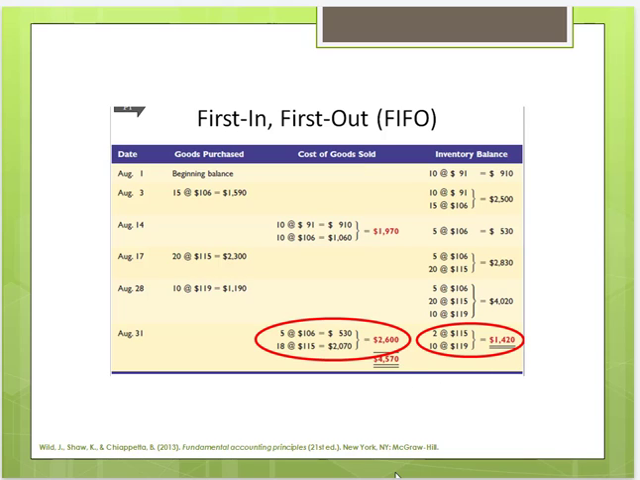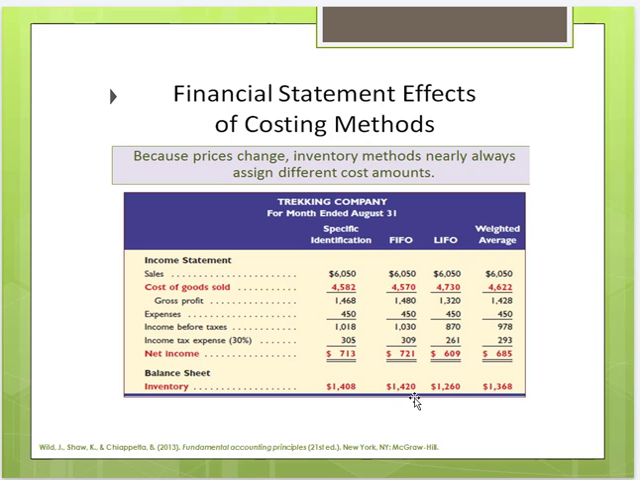Under the FIFO assumption, you can see that our total cost of goods sold comes to $4,570. Total inventory is at $1,420. You can see how those costs flow to the income statement as well as the inventory account on the balance sheet. And that's how we apply the FIFO method of inventory costing.